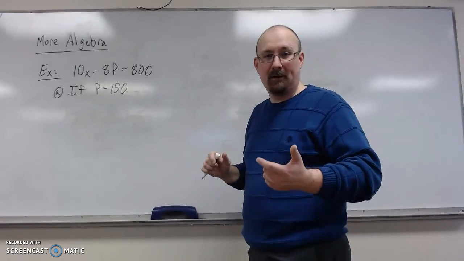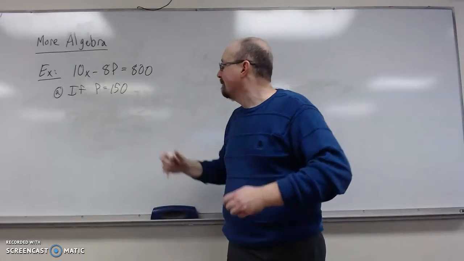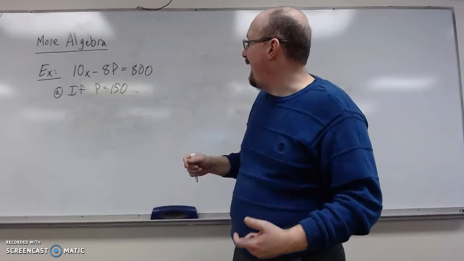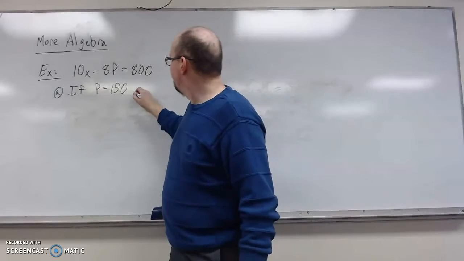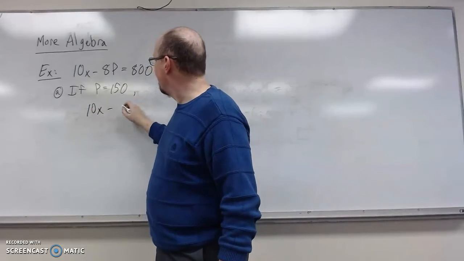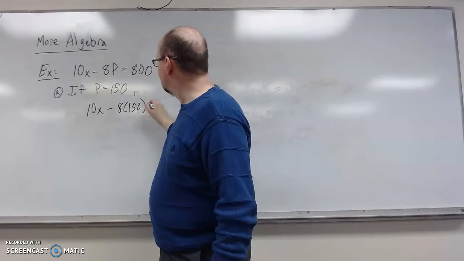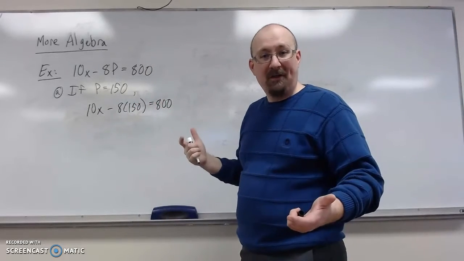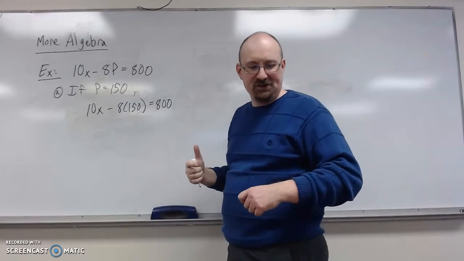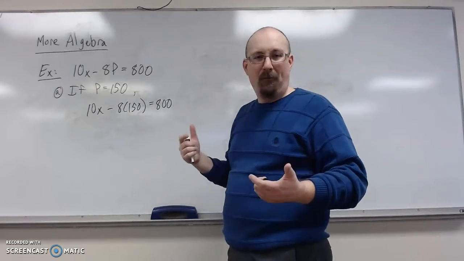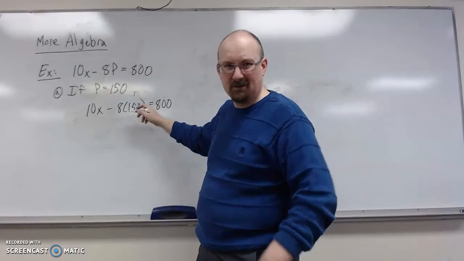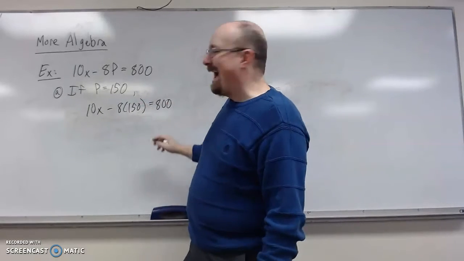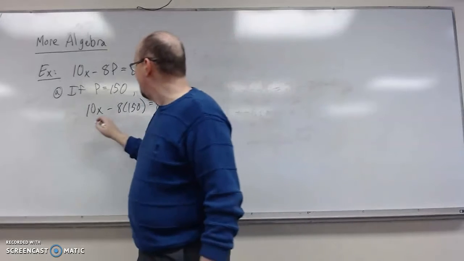Whoa, that is super blurry. Okay, it's coming back into focus. Awesome. Now we feed in 150 for P, and then we have to solve for X. So we have 10x minus 8 times 150 equals 800. If you work that out, 8 times 150 gives you 1,200. So you have minus 1,200 here. Don't panic if you need the calculator for that. Then I need to add that 1,200 to the other side.